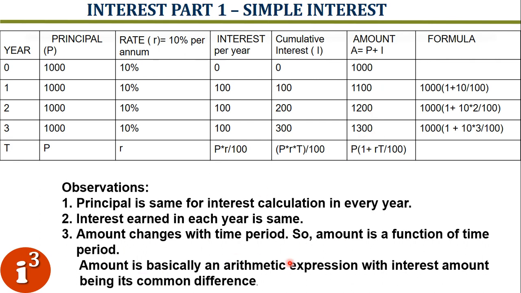Amount is basically an arithmetic progression with the interest amount being its common difference. So here the difference is 100, here the difference is 100, here the difference is 100. So it is basically an arithmetic progression with this as the first term a and this as the common difference d, 100. If you do not know arithmetic progression, no need to worry. You just know that the difference between the amounts of any 2 years will be the same. That is what we have learned from this table.